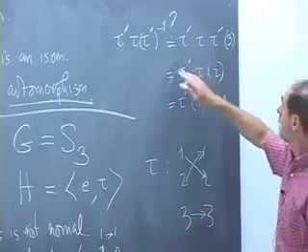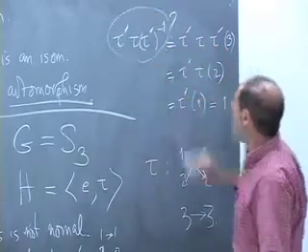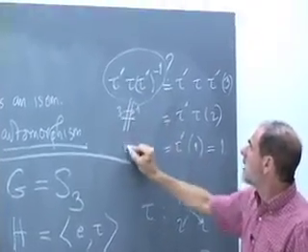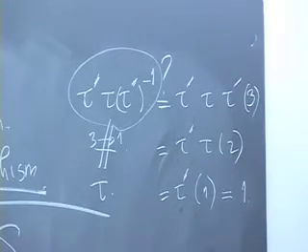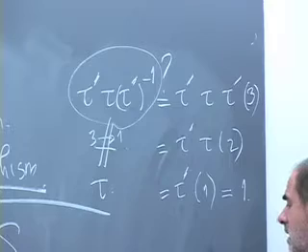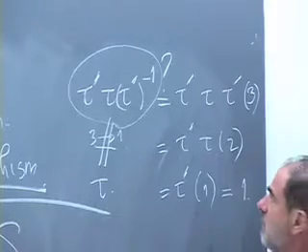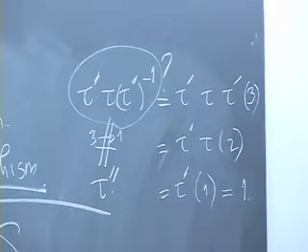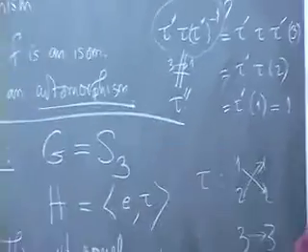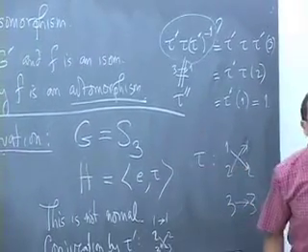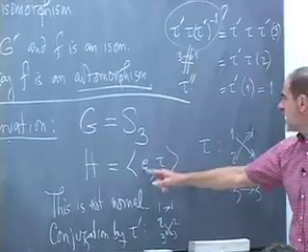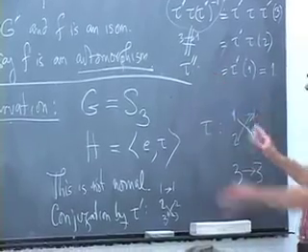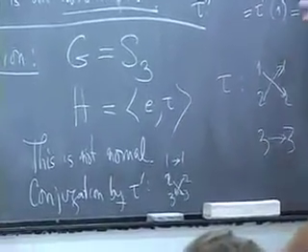So this element does not fix 3. It takes 3 to 1. So in particular, it's not equal to the element tau. In fact, it's the other transposition. It's in fact equal to tau double prime. One can figure that out pretty easily. Well, this has to be conjugated into a subgroup, and there are only 3 subgroups of order 2 in this group, generated by e and tau, generated by e and tau prime, and generated by e and tau double prime. And tau double prime is the unique one of these that takes 3 to 1.